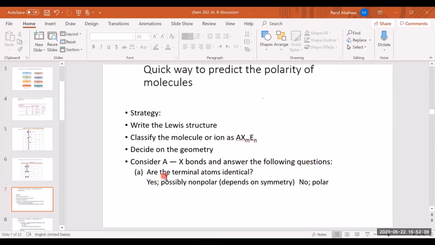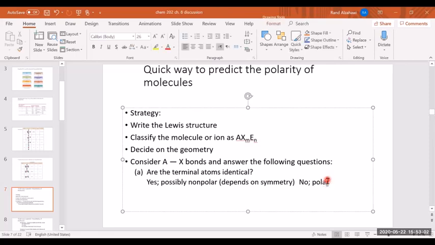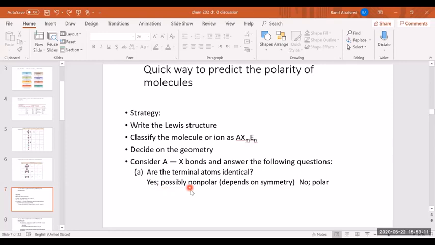Are the terminal atoms identical? Are they the same? If yes, possibly non-polar, depending on symmetry. So we will answer question B. So we have A and we have B later. If you say no, say from the beginning, polar. As I said, it's working most of the time, but not always. Be careful, guys.